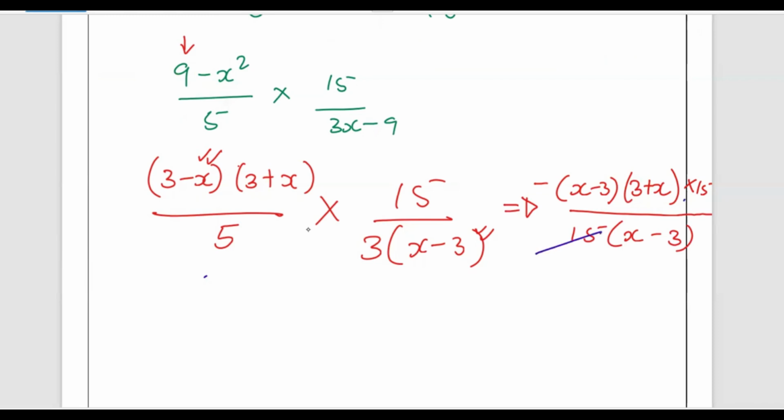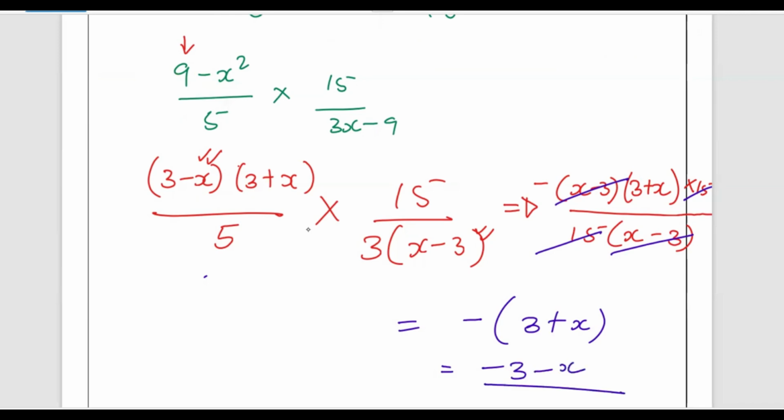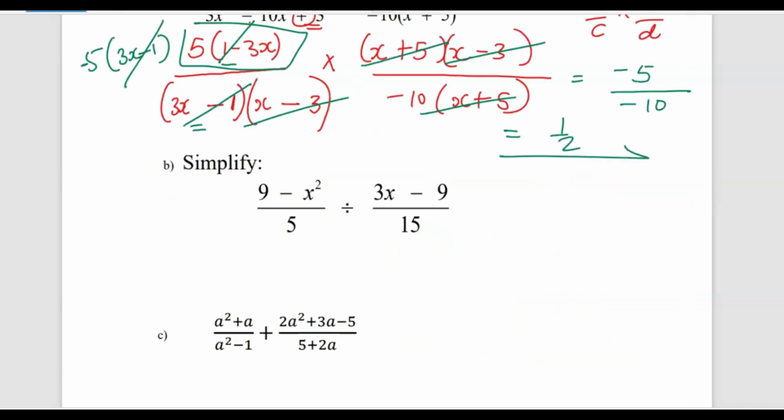So this 15 is going to cancel the 15. The x minus 3 is going to cancel the x minus 3. And then my answer is going to be negative into 3 plus x. Feel free to even simplify it further if you want to negative 3 minus x. But even this bracket is just fine. All right. So having discussed that, we look at our next question.